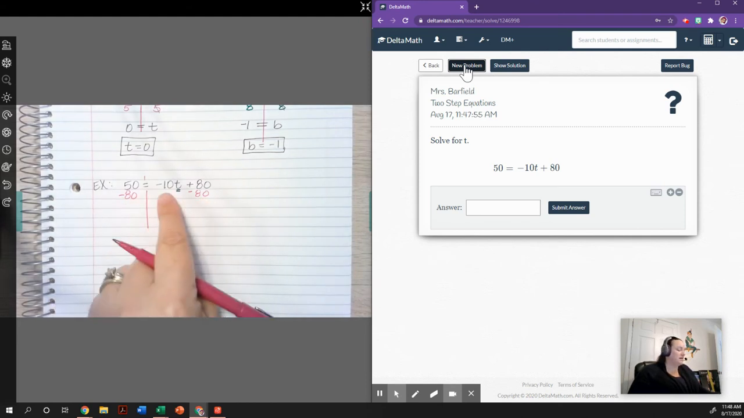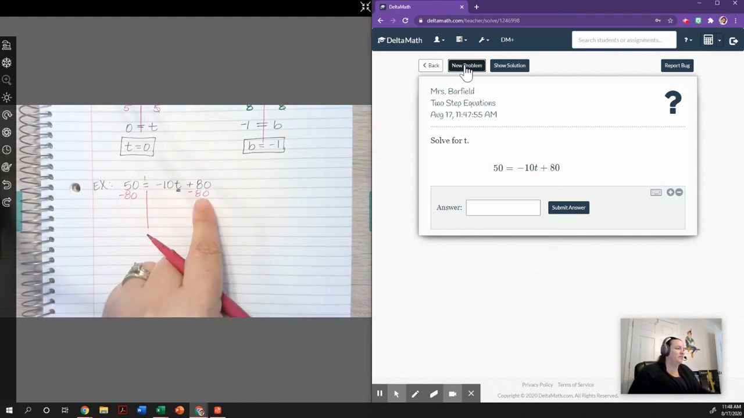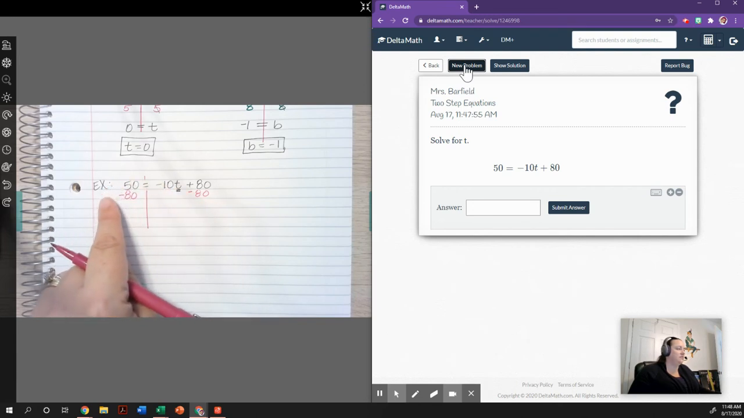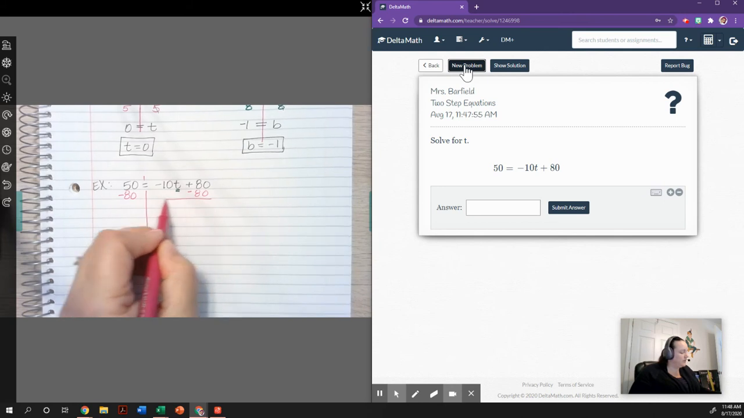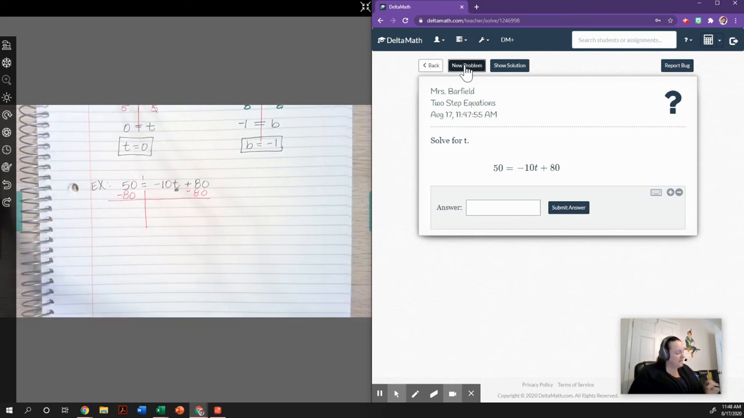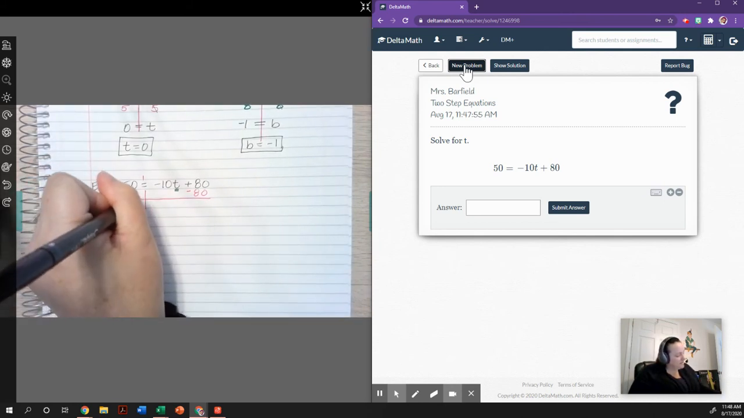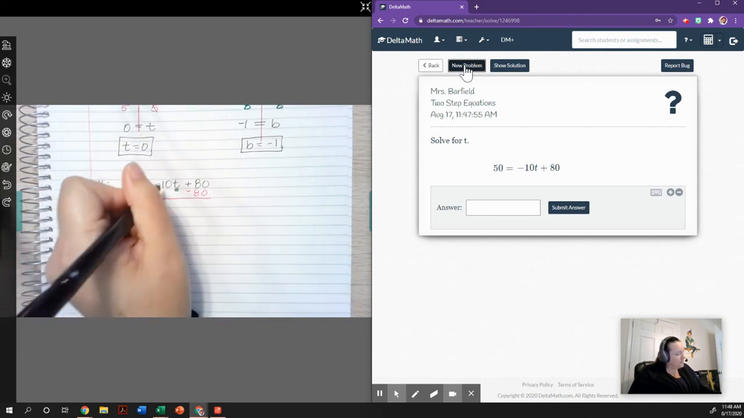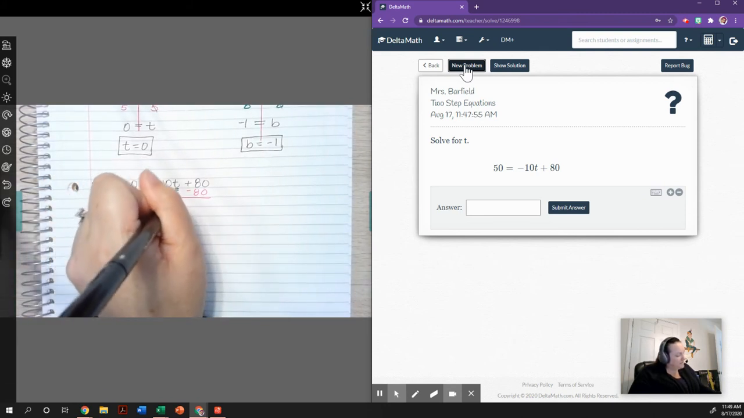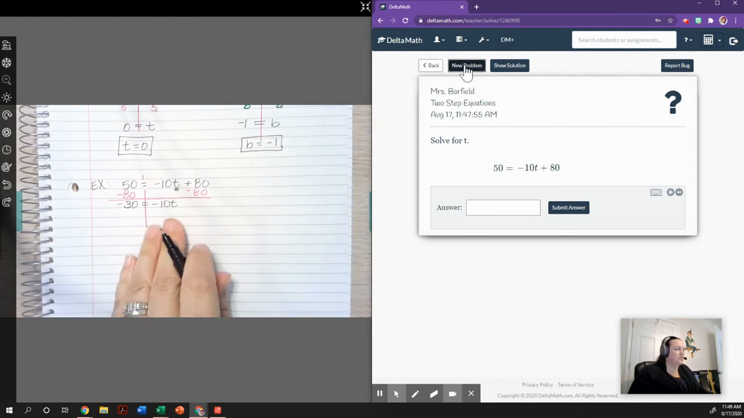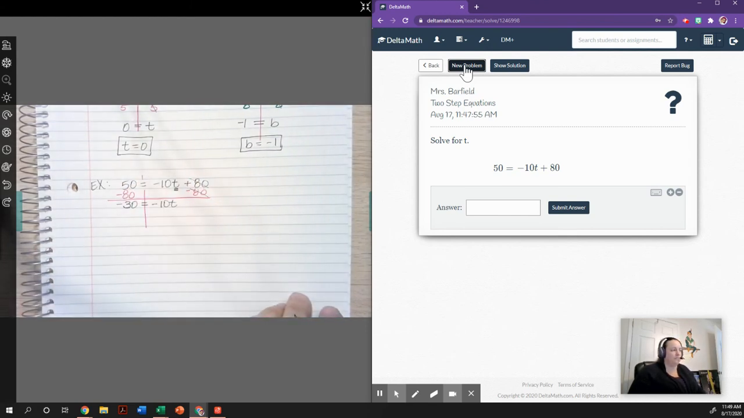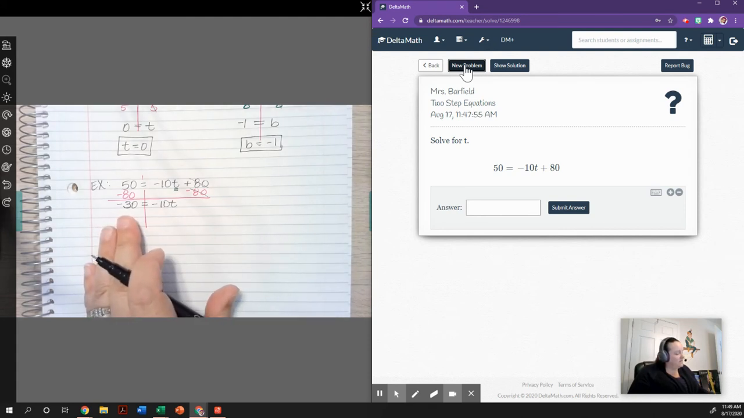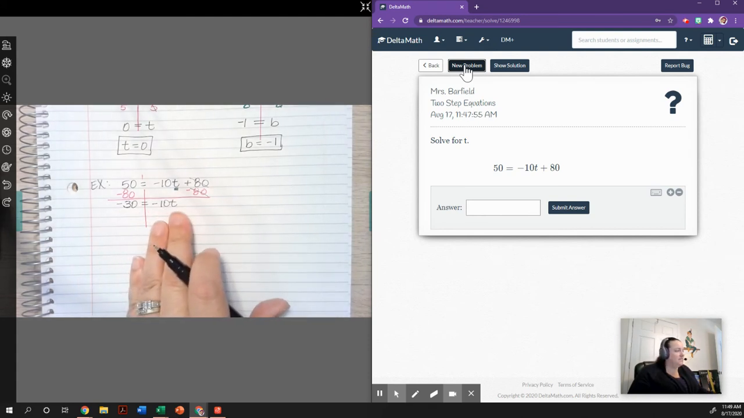So notice I did not put minus 80 here. Okay, I'm clearly putting it on the other side of my wall. So 50 minus 80, well, that's -30, equals, bring down the -10t, no change to it, and 80 minus 80 eliminates because that equals 0. All right, so now I'm left with -30 equals -10t.